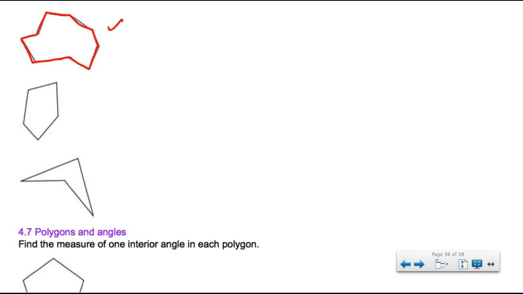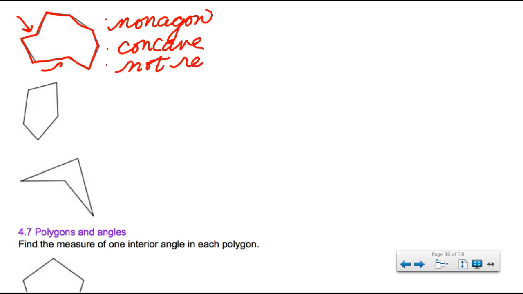1, 2, 3, 4, 5, 6, 7, 8, 9 again. So it looks very different than the last one, but it's still a nonagon. But this one looked like somebody kicked it in, did some damage in multiple places. So we'd call this one concave. And it certainly doesn't look like all the angles and the sides are congruent. So this one would not be regular. So although they have the same name as the one on the previous page, it's a very different looking polygon.